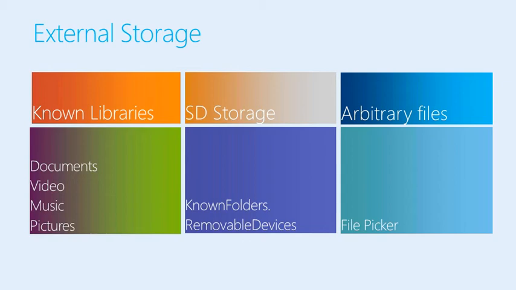You can also access SD storage through Removable Devices property. For security reasons, Windows Store application won't allow access to arbitrary files in a device implicitly. If you want to access a specific file, you should use File Picker to select this file explicitly. Then the application gives permission to access it.